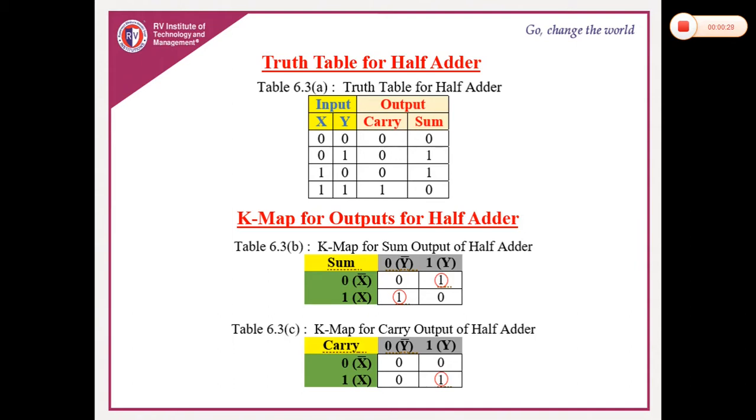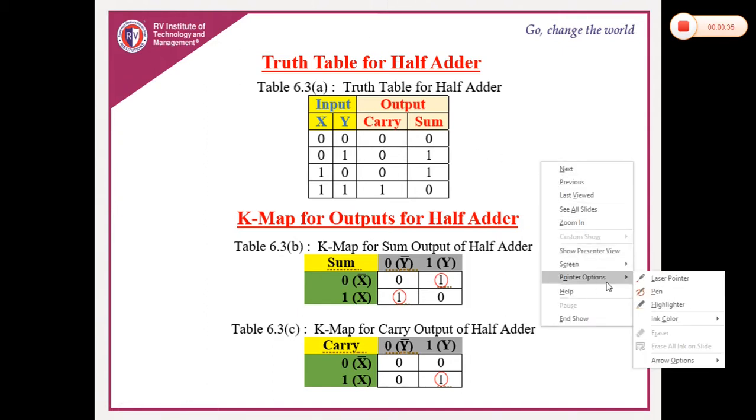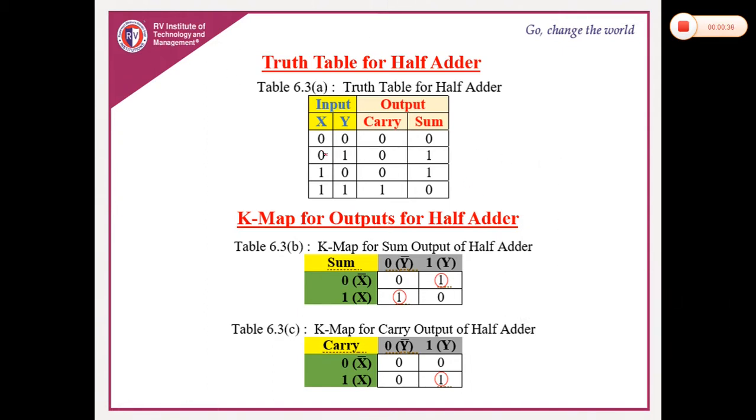The four combinations are 0 0, 0 1, 1 0, and 1 1, which are the input combinations, and we have two outputs: one is the sum output and one more is the carry output. So you can see 0 and 0 is the first input combination. When we add 0 plus 0, we get 0 as the sum, and there is no carry. Carry is also 0.